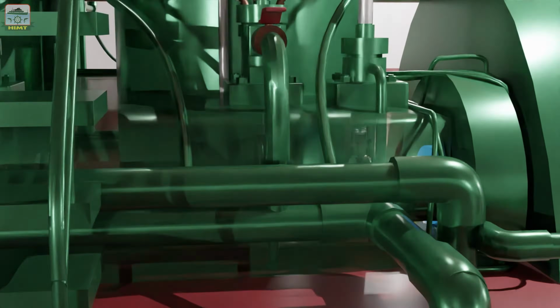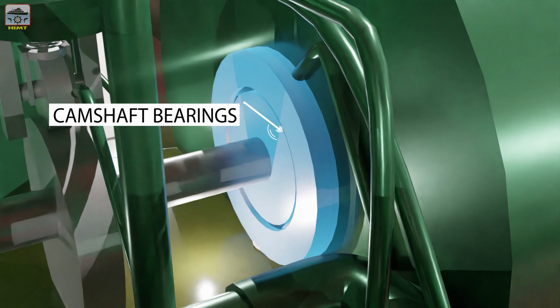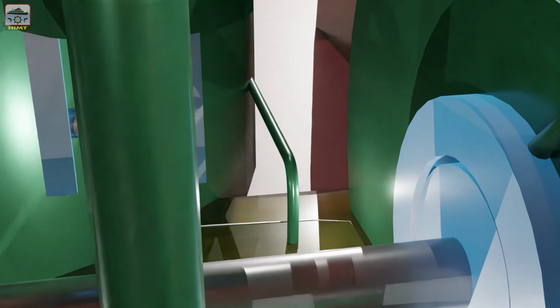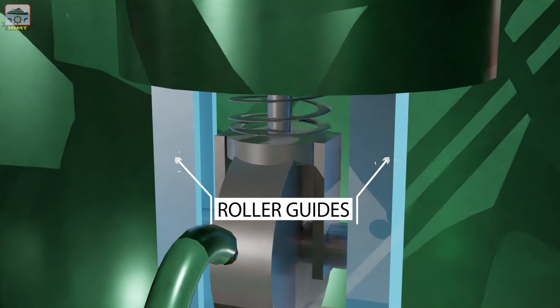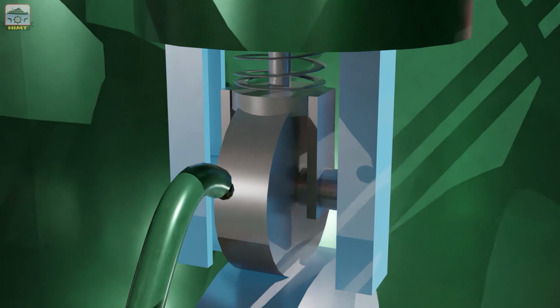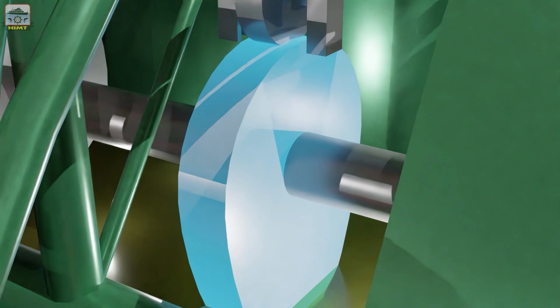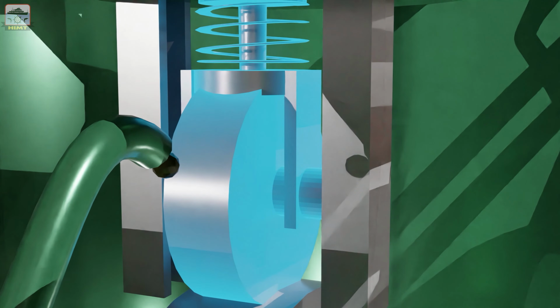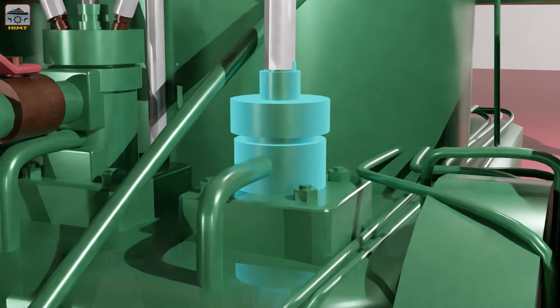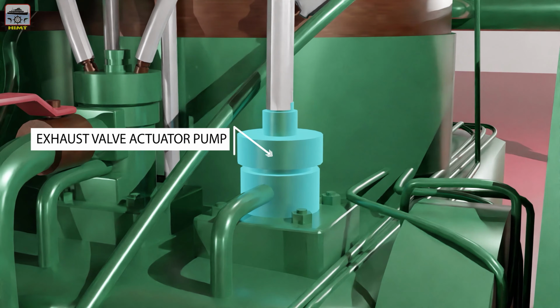The system lubricates and cools the camshaft bearings, the roller guides, cams, rollers of fuel pumps and exhaust valve actuator pumps in engines fitted with camshaft. The system supplies oil to the exhaust valve actuator pumps in engines to operate the exhaust valves.